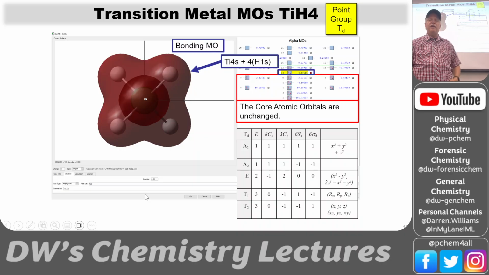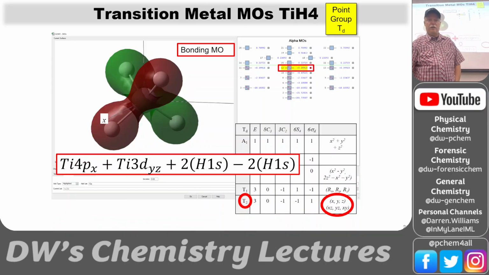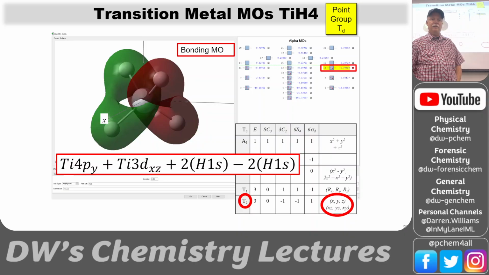This makes sense. This is the s orbital on titanium interacting with four hydrogen s orbitals. So there's no controversy there. Pretty easy to visualize. This is just s orbitals, right? But look at this one. This is a weird one, isn't it? It's like, what's going on with that? So this is the p orbital here interacting with some d xy business, and the hydrogens out of phase with each other, giving us that crazy orbital. Okay. And here it is on a different axis, and here it is on a different axis. So we get these strange orbitals.